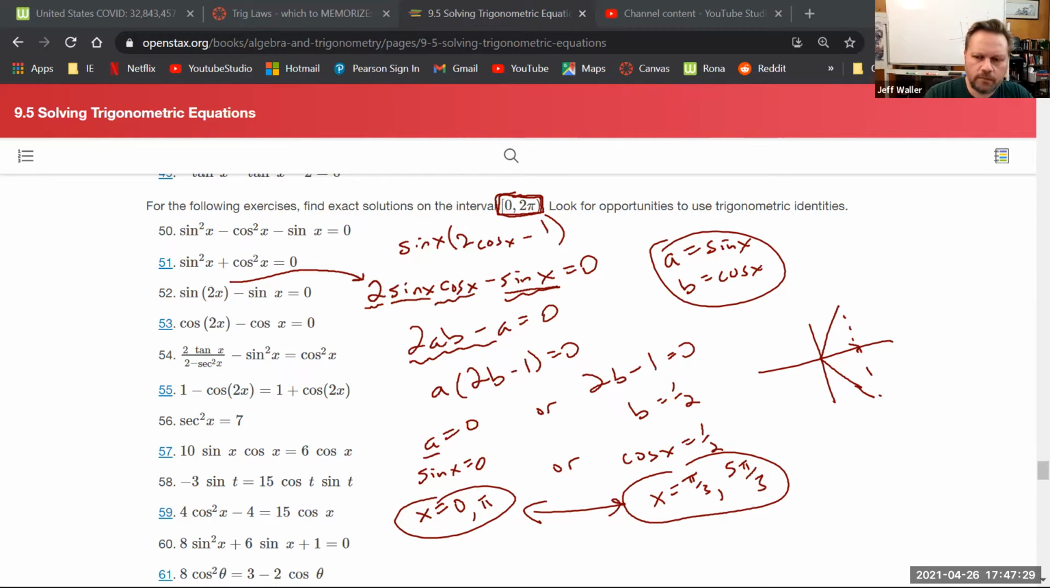Could the x be 0, pi over 3, 5 pi over 3? Yep. This constitutes all of the answers. Exactly. Okay. Because they focused on 0 to 2 pi like that. Okay. So let's see. Did I miss anything in there?